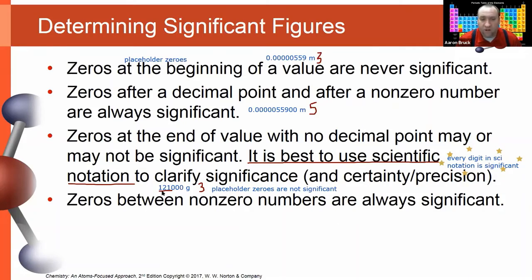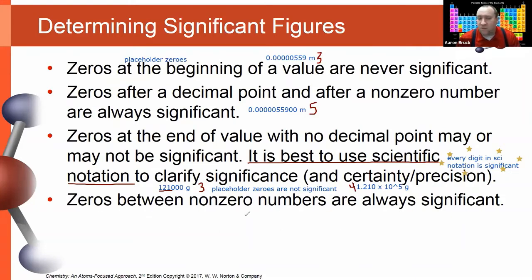So if I wanted to express this number as having 4 significant digits, I would need to make that adjustment accordingly in my scientific notation. It would be 1.210 times 10 to the 5th grams in that case. That would show 4 significant digits because my scientific notation always shows the correct number of significant figures. In that case, 4.